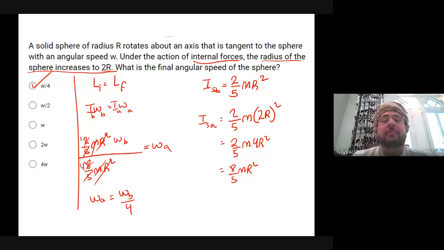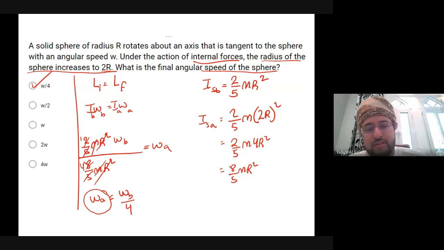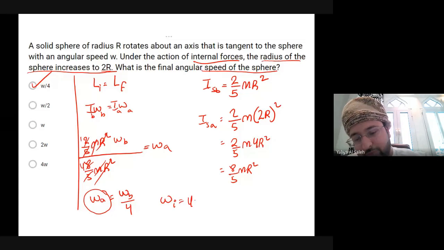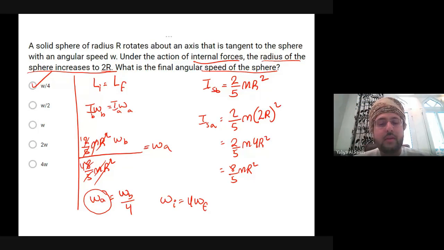Maybe the internal pressure of the gases, for example, increased. Because I want to know what is the final angular speed, I want to have omega after, omega final, as the subject. I could have easily done it the other way around, and say omega initial equals 4 omega final. It's the same thing.